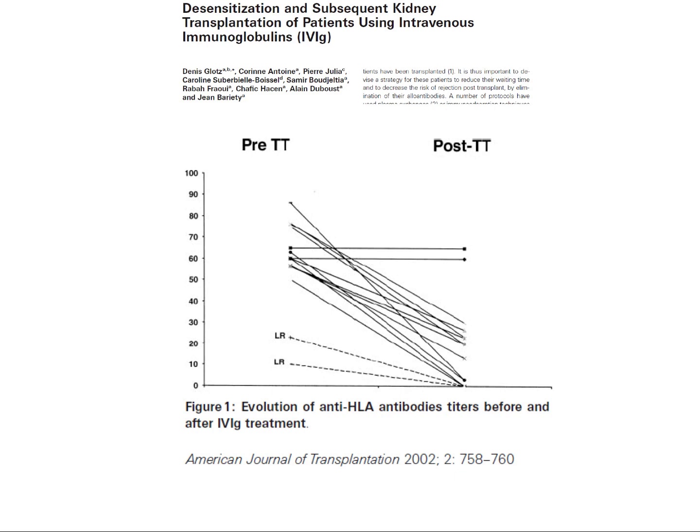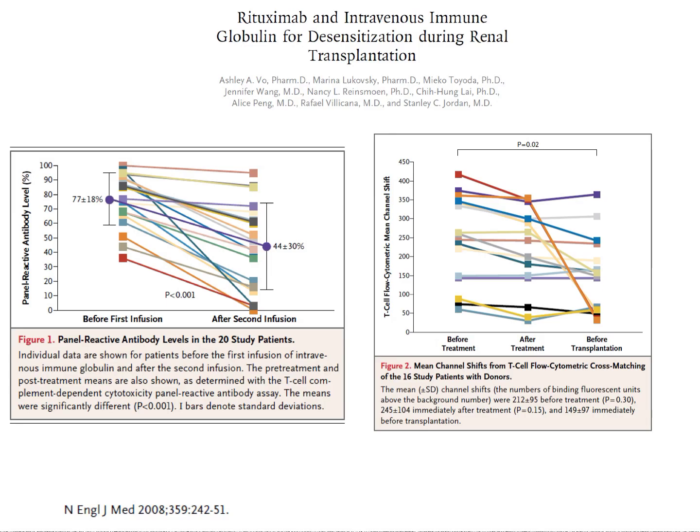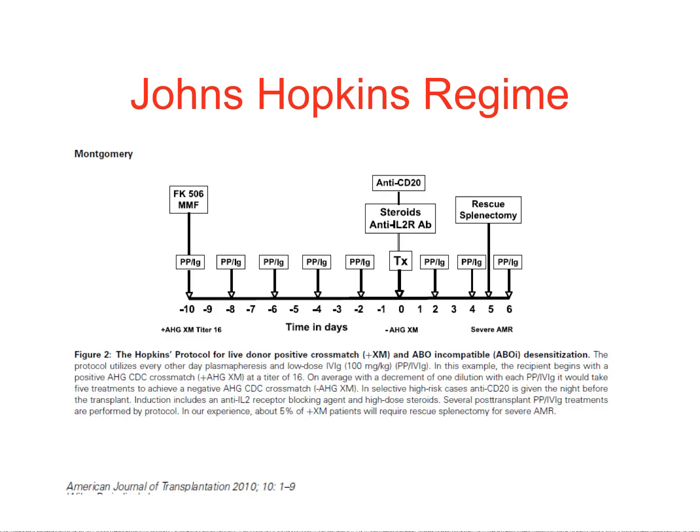So this is a French study from Denis Glotz looking at patients waiting for deceased donor transplants who were given high-dose intravenous immunoglobulin. And this was the impact it had on their panel reactivity. So it was improving their chances of being transplanted, either with a living or a deceased donor. And then this is a study from the US, from Stan Jordan, where high-dose intravenous immunoglobulin was given in combination with rituximab, and it's a very specific regime. And again, you saw improvement in the panel reactivity and an increased chance of transplantation.